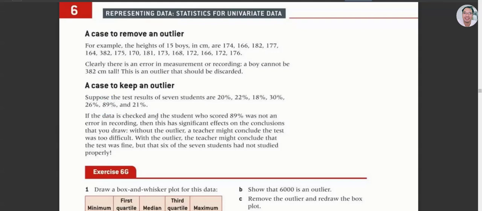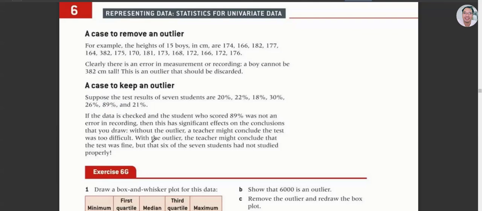If the data is checked and the student who scored 89% was not an error in recording, then this has significant effects on the conclusions that you draw. Without the outlier, a teacher might conclude the test was too difficult. With the outlier, the teacher might conclude that the test was fine, but that 6 of 7 students had not studied properly. Or the test is too difficult for those other students, but this one is a genius.